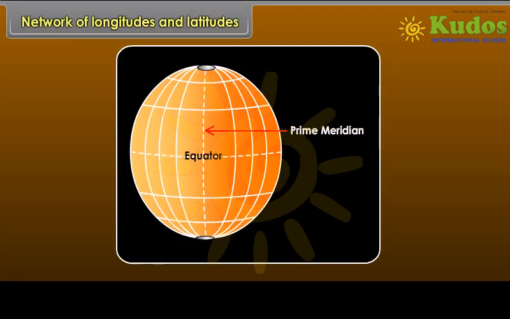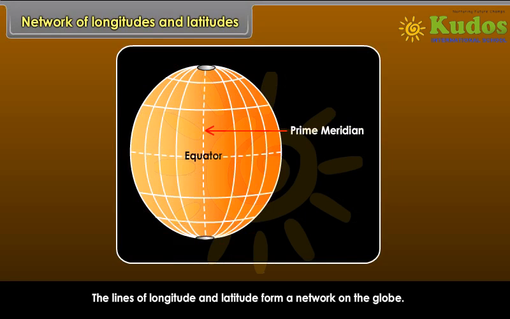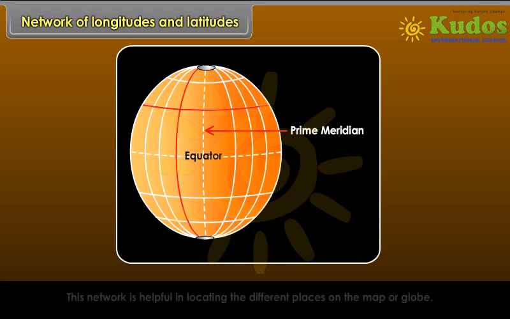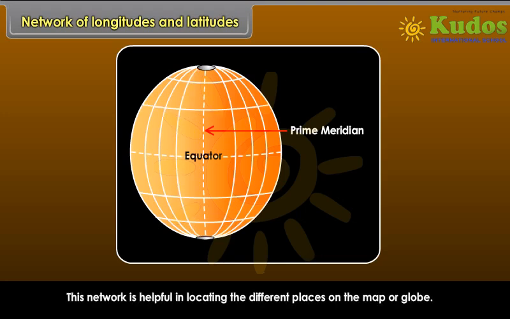Network of longitudes and latitudes. The lines of longitude and latitude form a network on the globe. The longitudes and latitudes intersect each other at right angles, forming a grid. This network is helpful in locating the different places on the map or globe. Summary.